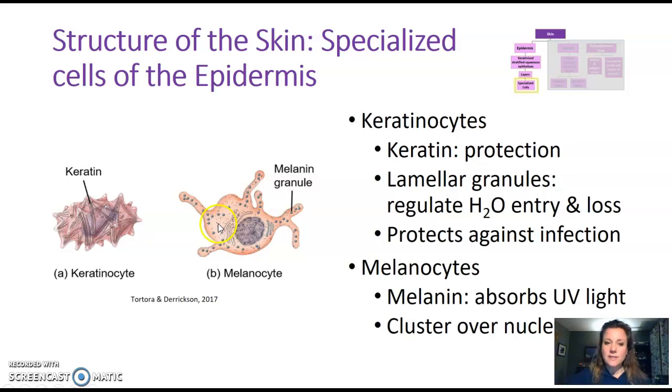Melanocytes have tiny granules of skin pigment called melanin. Melanin is going to darken the skin. So the more melanin a person has in their skin, the darker the tone is. Melanin works to absorb ultraviolet light, and the melanin is typically going to cluster around and over the nucleus in order to protect the DNA within from exposure to ultraviolet radiation, which can damage the DNA and cause mutations. So the melanocytes are going to cluster around that in order to help protect the nuclei.